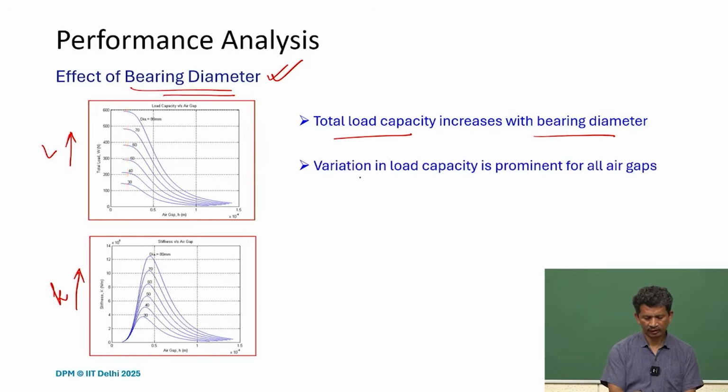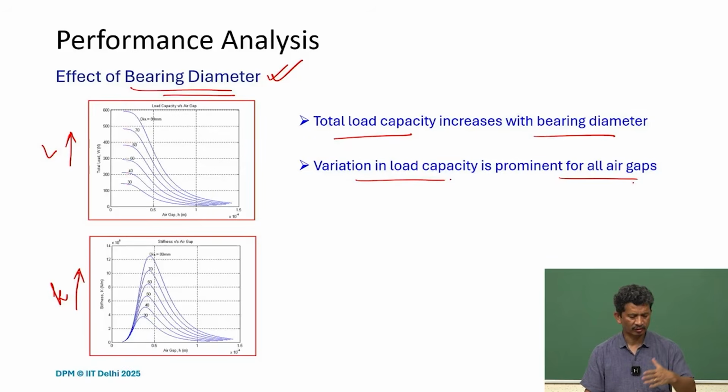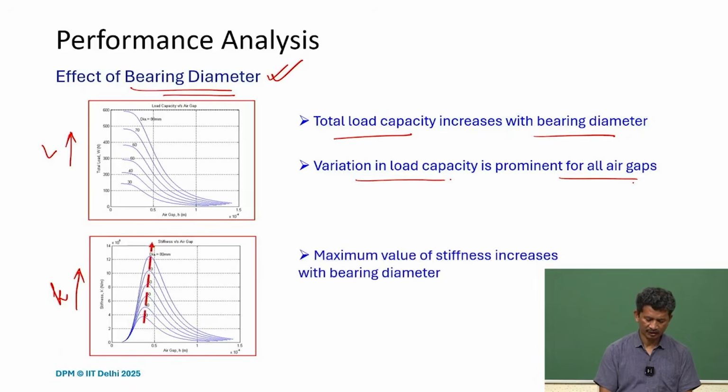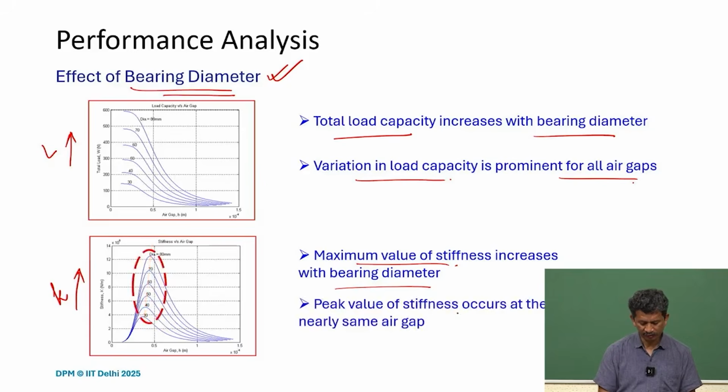So variation in load capacity is prominent in all air gaps. You can see it's quite distributed. At every air gap, the load is changing as we change the bearing diameter. For stiffness, we see again that the maximum value of stiffness is increasing with the bearing diameter. But the peak value here again is nearly at the same location. So the air gap is very close to where the peak stiffness is happening.